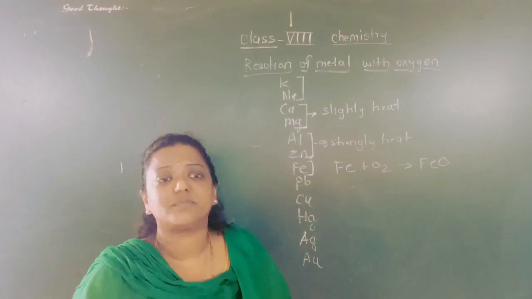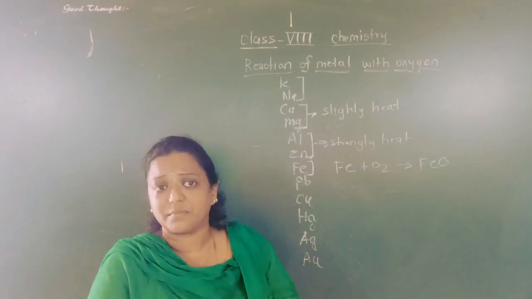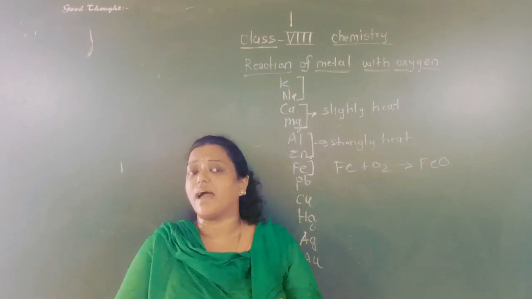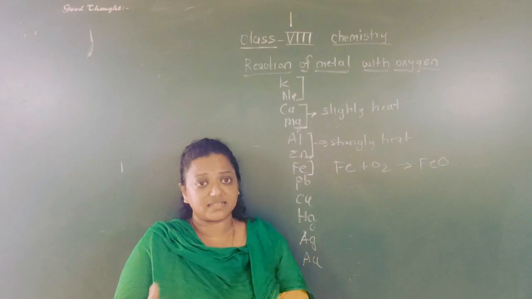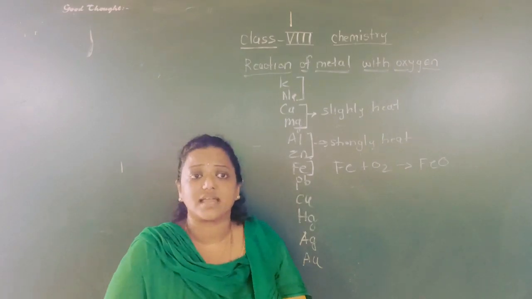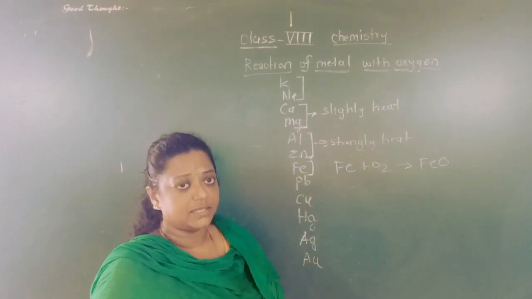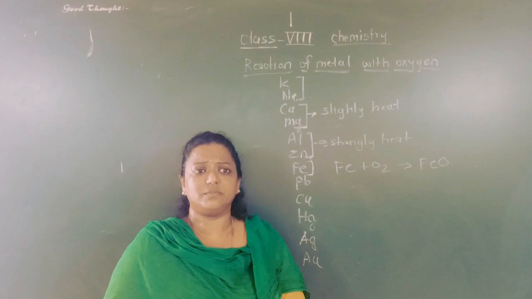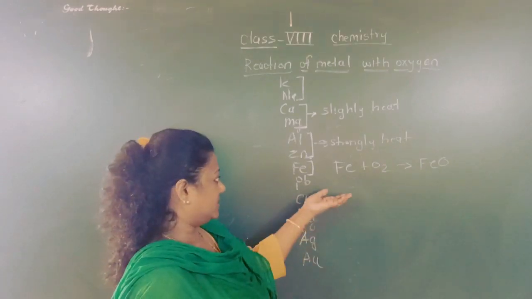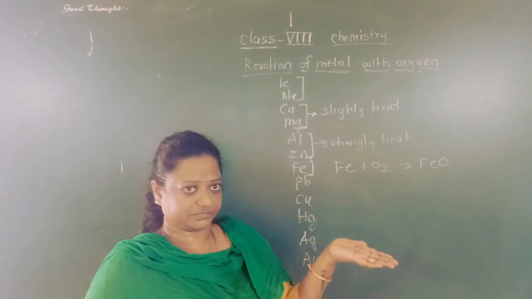Now what is meant by variable valency? Some elements have two valencies. There are various such elements: copper, iron, chlorine. Not carbon, but copper and chlorine will have variable valency. So this Fe will have a valency of either 2 or 3.